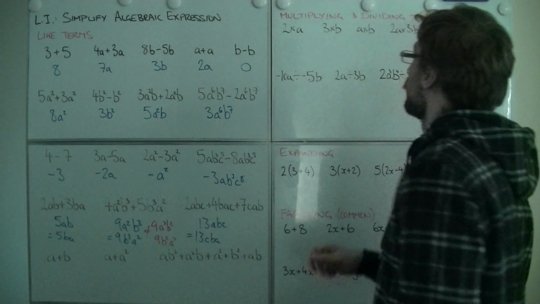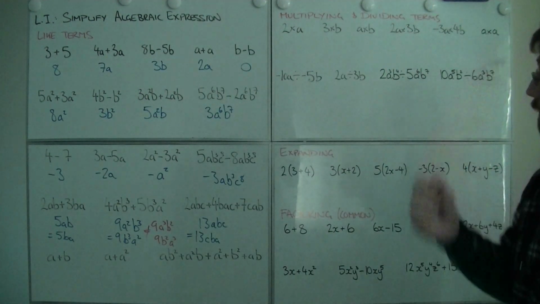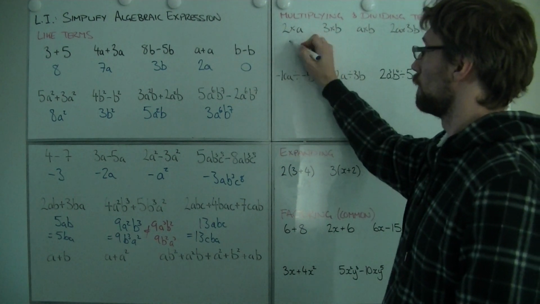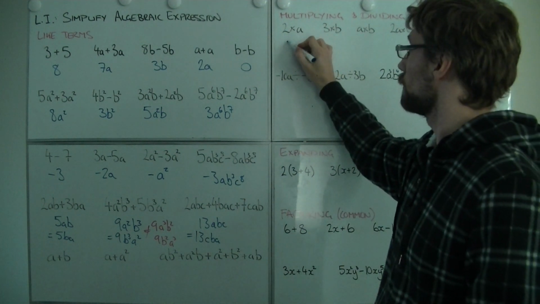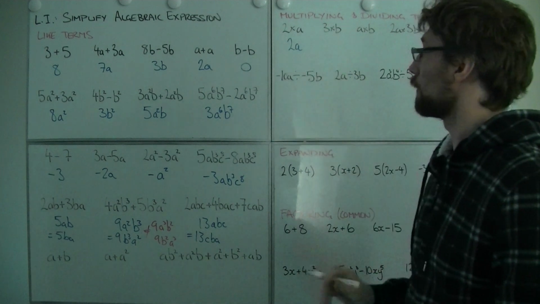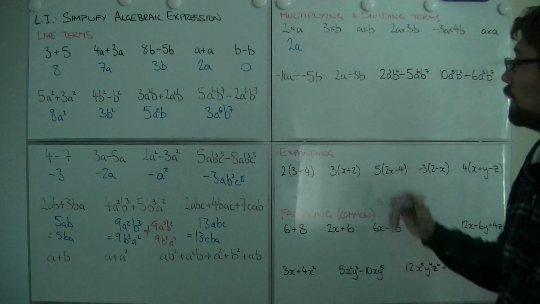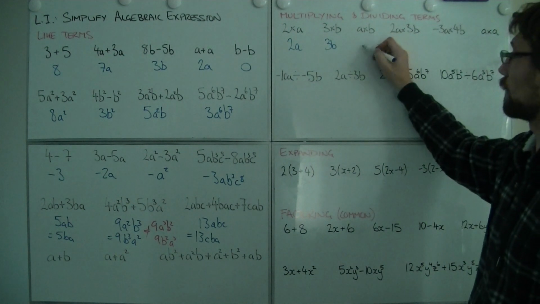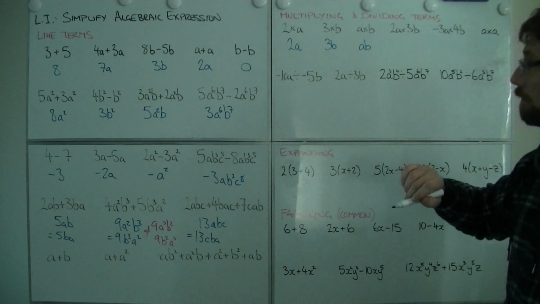Cool, okay, going over. Multiplying and dividing now. Cool, so 2 times A, we don't bother to write the times in the middle. We always like to be as shorthand as possible, so 2A just means 2 times A. 3B means 3 times B, great. A times B, we just shorten to AB.